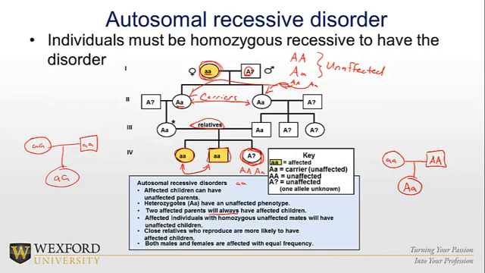Close relatives who reproduce are more likely to have affected children. That's what this is meant to represent right here. Once again, two first cousins who reproduce, more likely to have affected children. That's why you're not supposed to marry your cousin. And both males and females are affected with equal frequency.